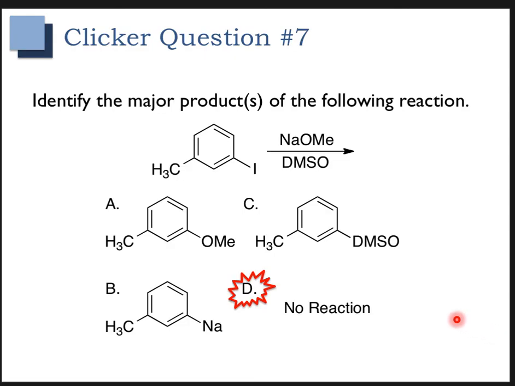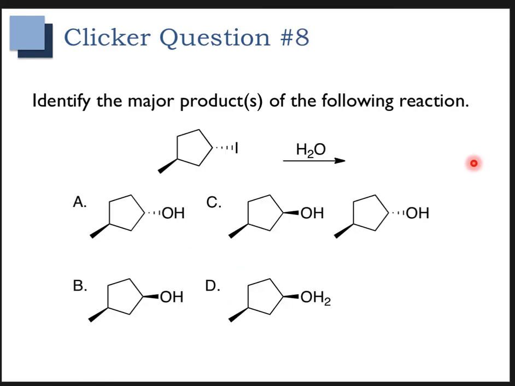Okay, hopefully you recognized that in this situation you're not going to have any reaction. What you have at the indicated carbon here is an sp2 hybridized carbon, so this cannot undergo either an SN1 or an SN2 reaction. If you mix this all together, everything's just going to sit there and nothing's going to happen. Okay, let's give another one a try. So why don't you pause the video and give this clicker question a try, and then we'll go over it.